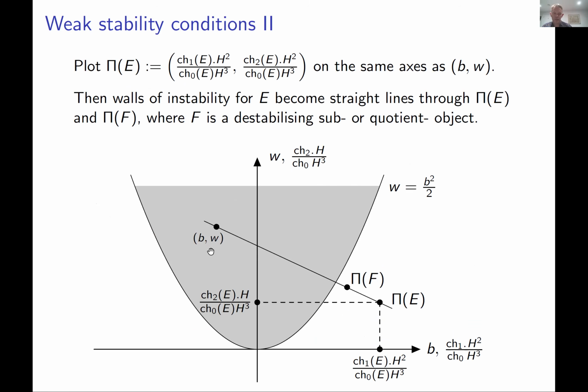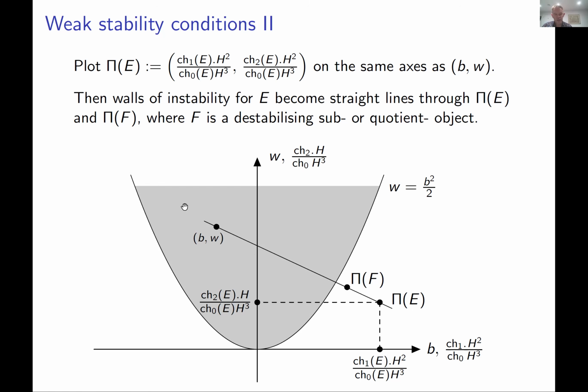So for most B and W, as you move around in the chamber, the stability of E won't change, and then suddenly you'll hit one of these walls where some other F has the same slope as E. Okay, so if my B and W were down here below the wall, then by drawing the line to pi of E, you would see that F had a completely different slope from E, and so it wouldn't be involved in a wall crossing. It wouldn't be destabilizing on one side of the wall and not destabilizing on the other.